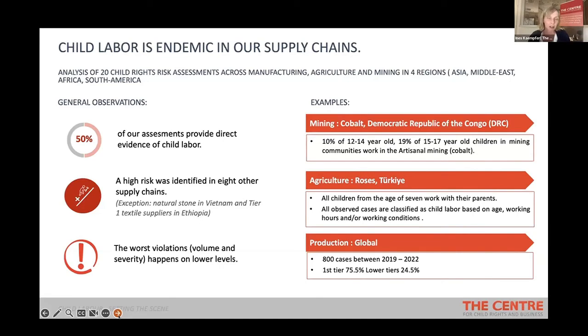In 8 other assessments, we have seen a very high risk of child labor, where we couldn't observe it or see it directly, but we had stakeholders who talked to us about the occurrence of child labor.